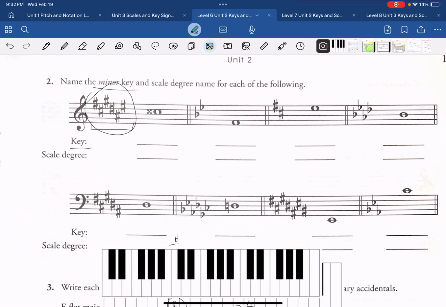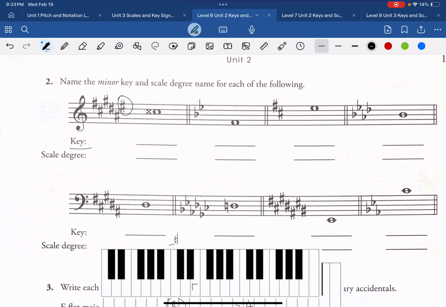To find the major key, first we look at the last sharp, and we raise the last sharp by a half step. So the last sharp is E sharp. So here we have E, and then E sharp. If we raise that by a half step, we have F sharp. So F sharp is our key. So this is F sharp major. Sorry, I shouldn't write this here. I'll write it on the side because we're trying to find the minor key.